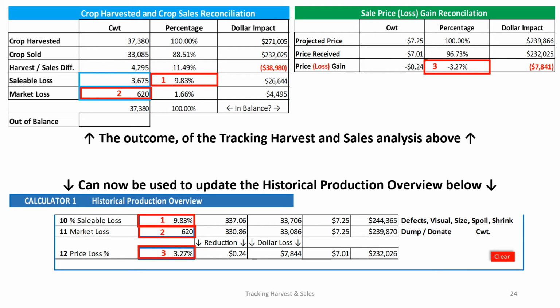The crop harvested and crop sales reconciliation and the sale price, loss-gain reconciliation arrive at three key numbers. 1. The 9.83% of the harvested crop that was lost to saleable loss. 2. The 620 hundredweight that was lost to market loss. 3. The 3.27% price loss from original projections. All three of these key numbers can then be used to update the historical production overview in Calculator 1 of the comparison calculators.